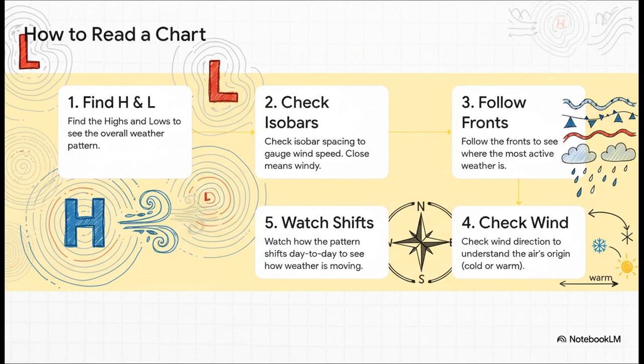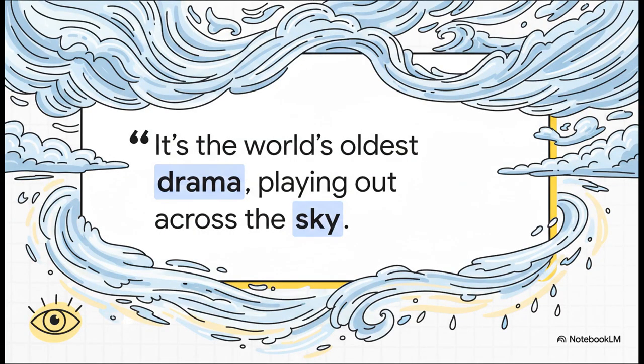With just those 5 steps, you can unlock the story of the sky. Because that's really what a weather map is, right? It's a script for the sky. It is the world's oldest drama, this epic story of pressure, temperature, and moisture playing out above our heads every single day. And now, you can read the script. So what story is the sky going to tell you tomorrow?